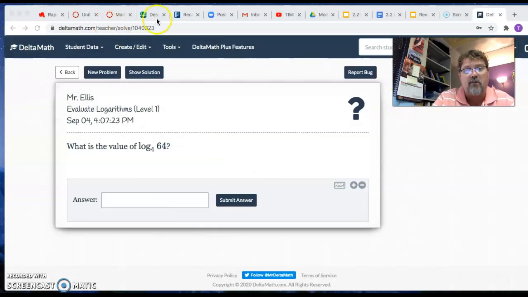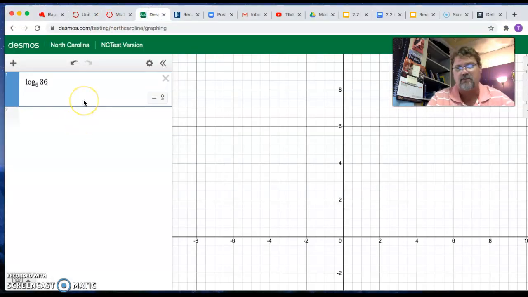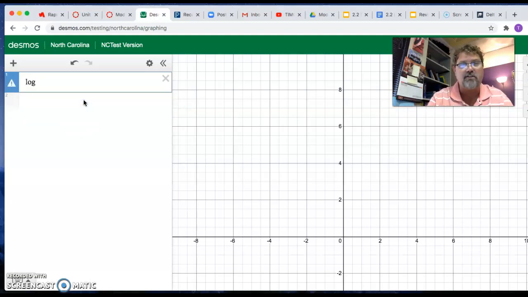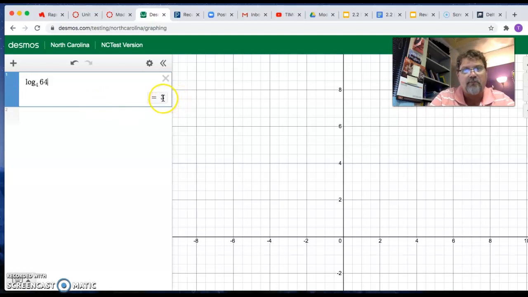But if you don't have that calculator, good news, watch this. If you're in Desmos and you start typing in the word log, notice it changes the font. And then if you go shift, like the hyphen, underscore, and then put in your 4, arrow back up, and put your 64, it evaluates it for you in here too. So everybody can do this and has a computer, because Desmos is free. So that's how you would evaluate that logarithm.